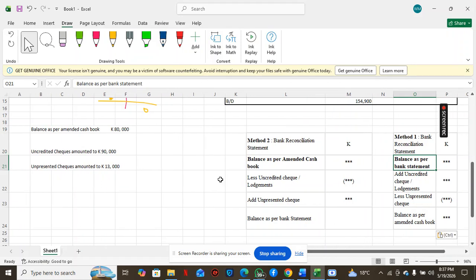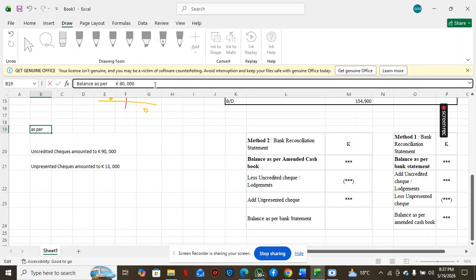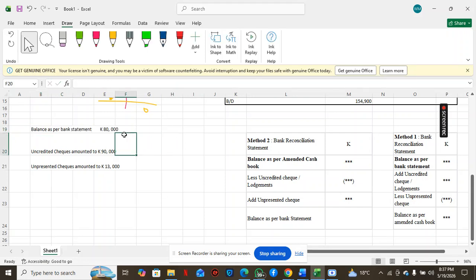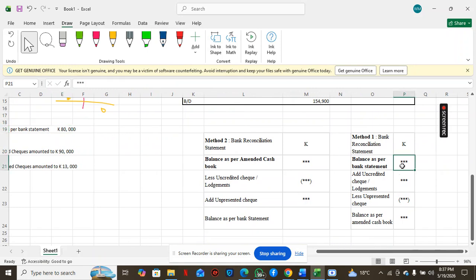So let me give an example here. They'll give you the balance as per bank statement, which is 80,000 kwacha. So that's the first thing you put here. Balance as per bank statement, 80,000 kwacha. And this is the balance that came when your bank statement was given to you.